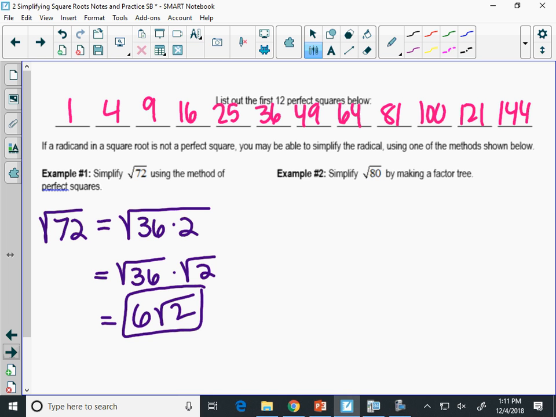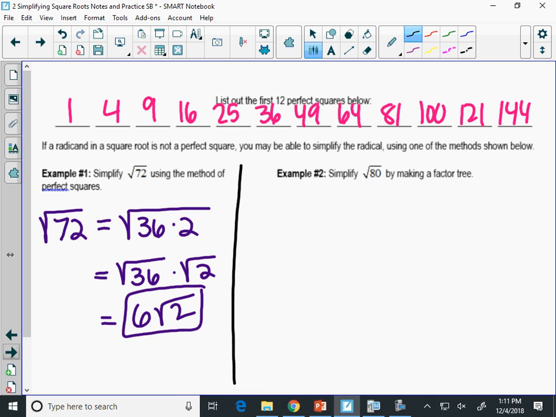Now that's probably the most writing I'll ever do for one of those problems. But I like this because it's pretty quick. You think about a perfect square, you take the square root of it, you're done. Factor tree, some people really like. It's fine, it just takes a little longer sometimes.